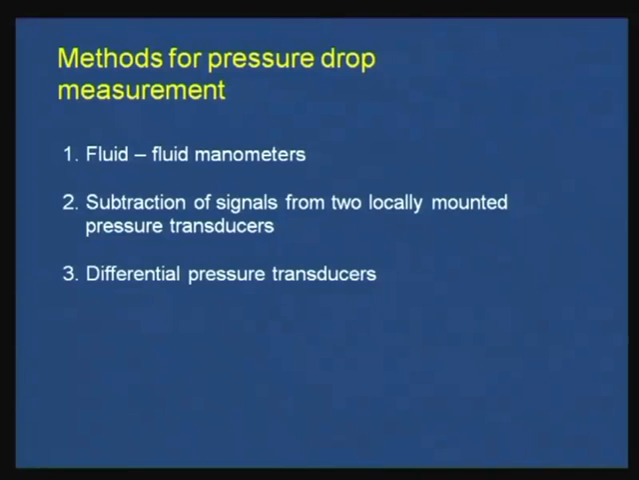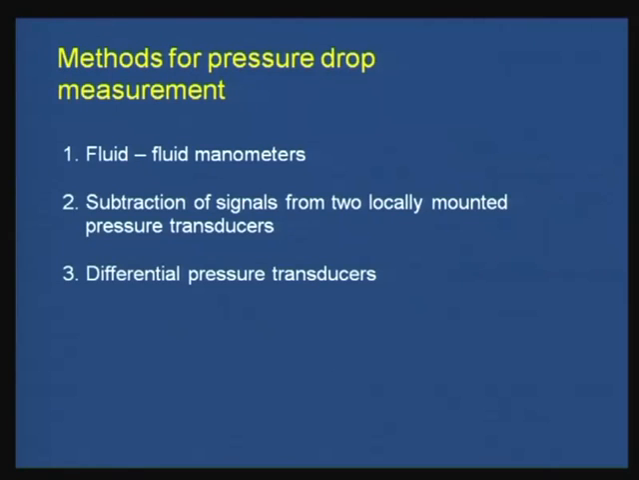Okay. So, if we want to conclude, what are the different methods of pressure drop measurement? You already know the methods. One is fluid-fluid manometers, usually liquid-liquid manometers. They have their own limitations regarding the range of measurements, isn't it? If we have to go for higher sensitivity, then naturally from mercury manometers we go to CCl4 and so on. We go for inclined manometers.